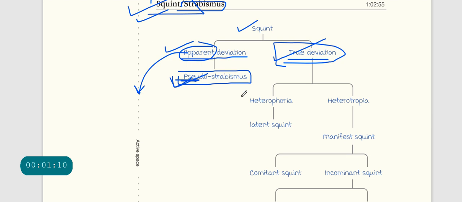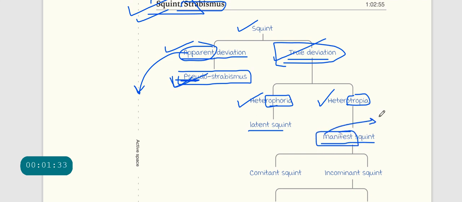There are two types of true deviation. These are heterophoria and heterotropia. Remember the words phoria and tropia. Heterophoria is a latent squint, and heterotropia is a manifested squint. What does the word manifest mean here? It simply means that signs and symptoms are present, and in the latent one, the phoria, the signs and symptoms are absent.